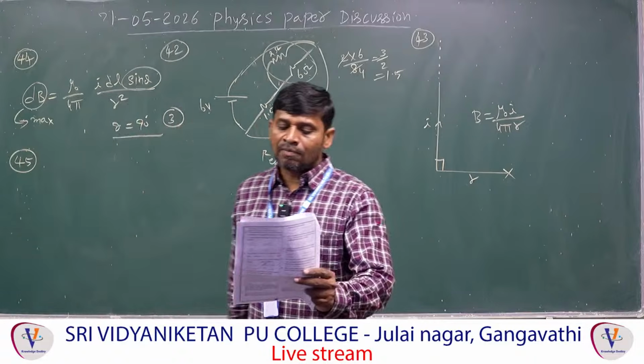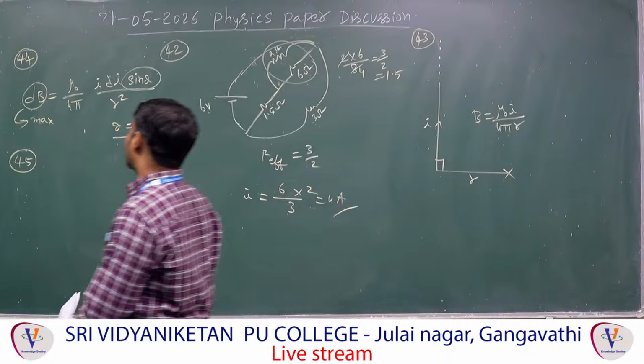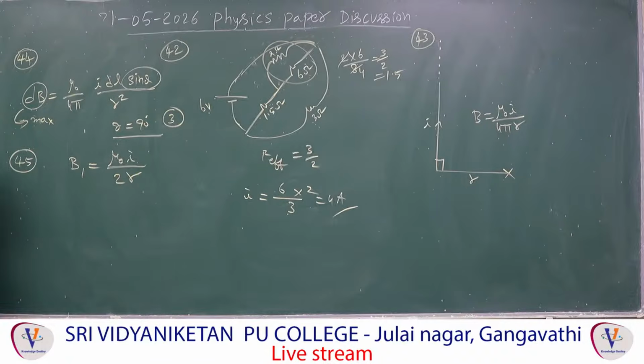We double the radius of the current carrying coil without changing the current. What is the magnetic field at the center? The magnetic field at the center of the coil is mu naught I by 2r, in general.